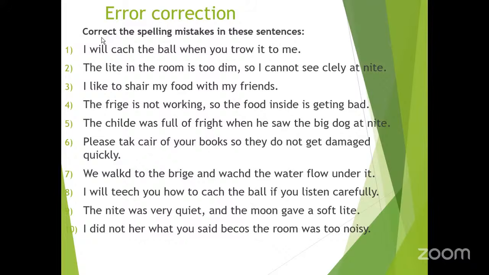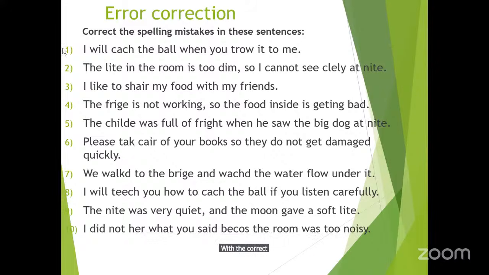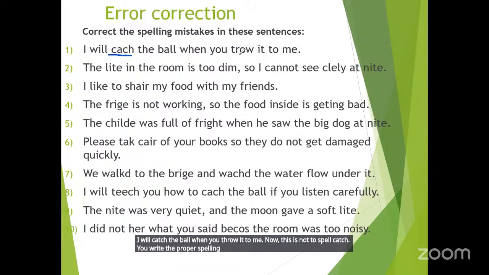Sorry about the breakup, please. The instructions say correct the spelling mistakes in this sentence. So you are going to write this sentence, but with the correct words. Example, I will catch the ball when you throw it to me. Now, this is not how to spell catch. You write the proper spelling. This is not how to spell throw. You write the proper spelling.